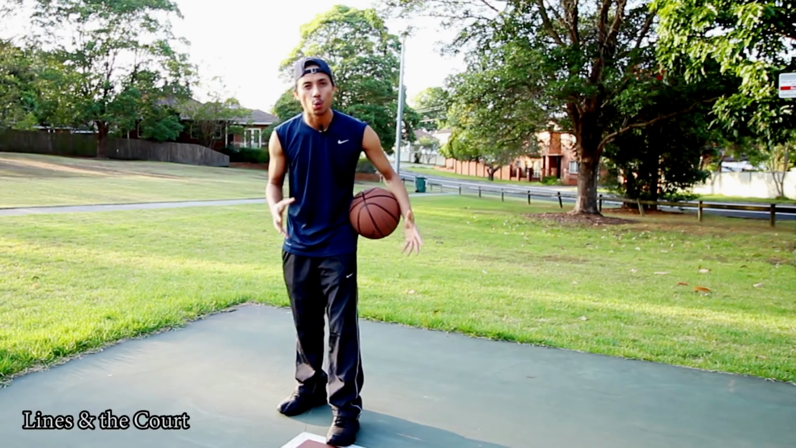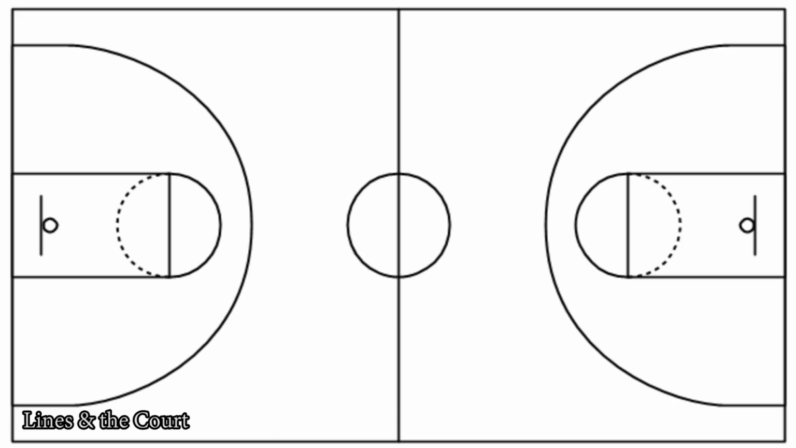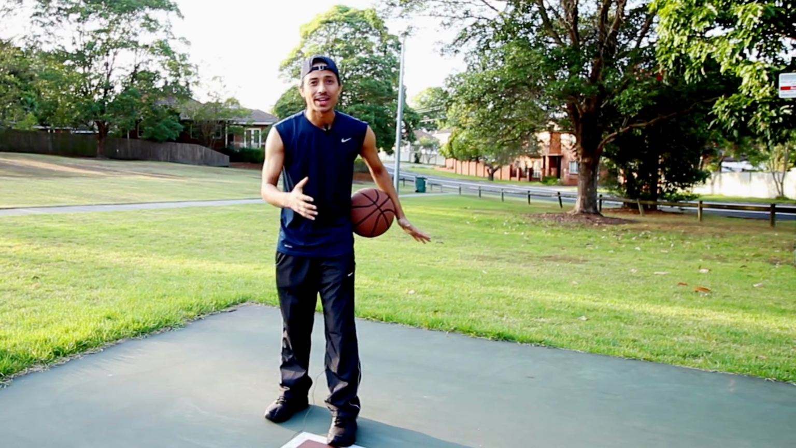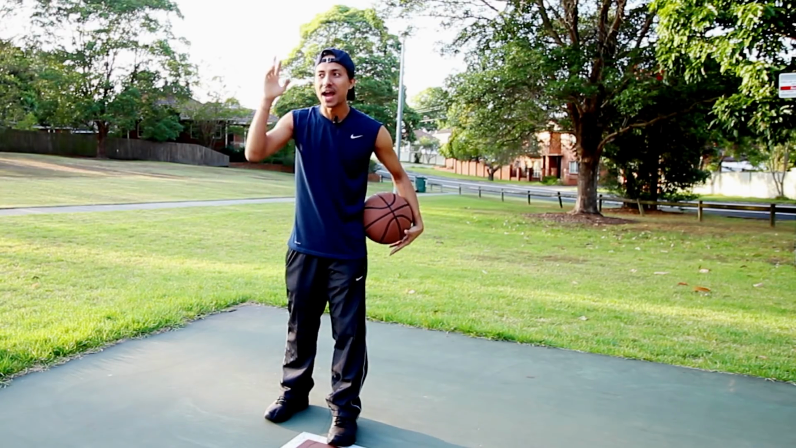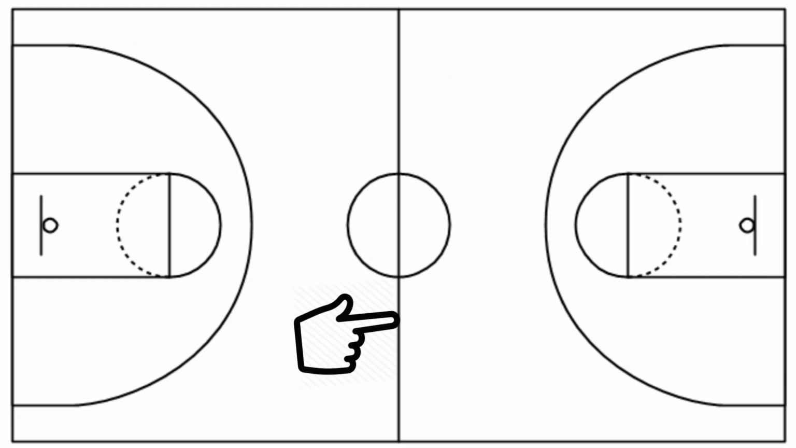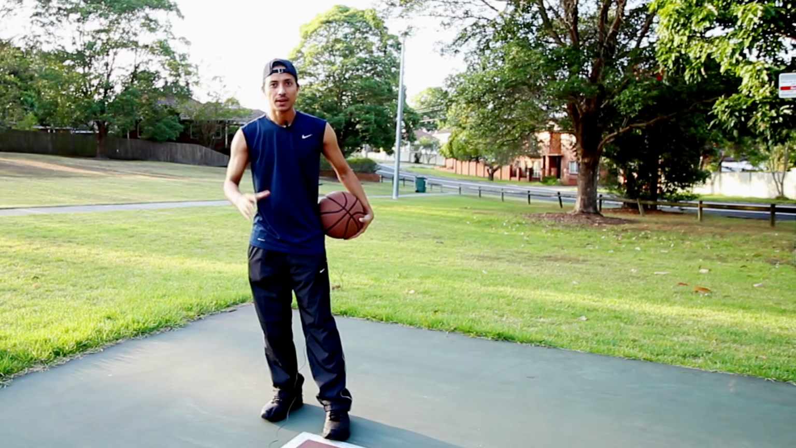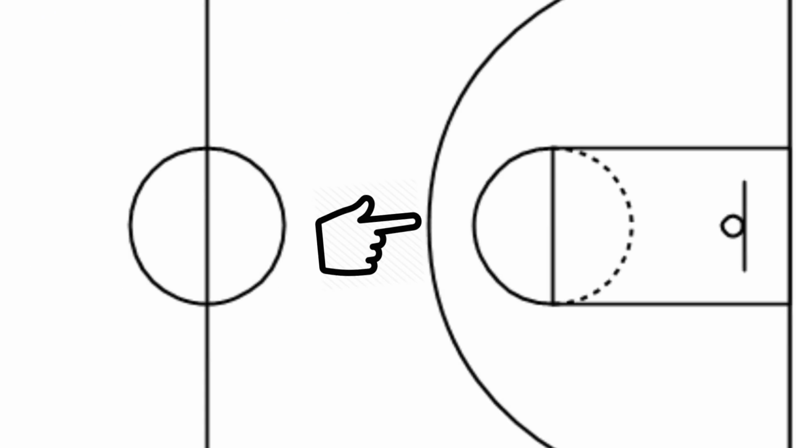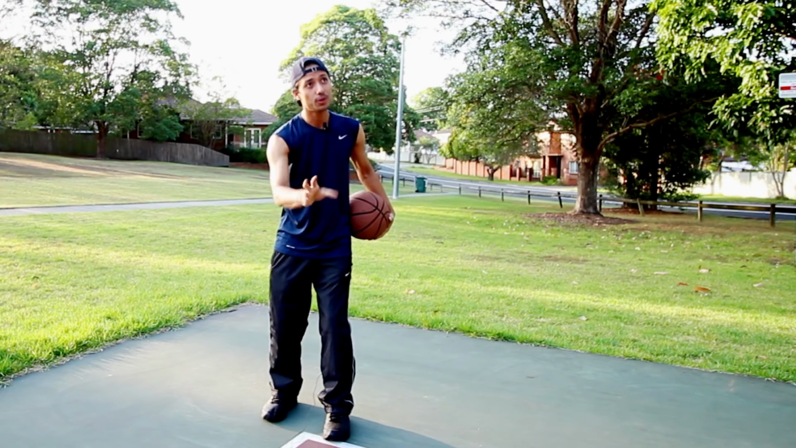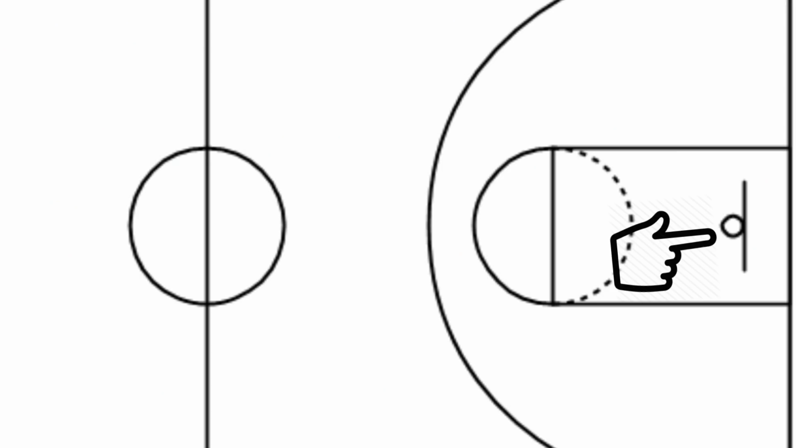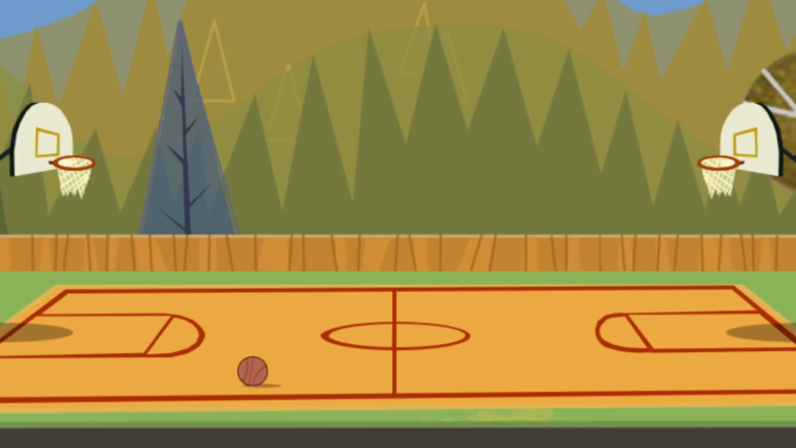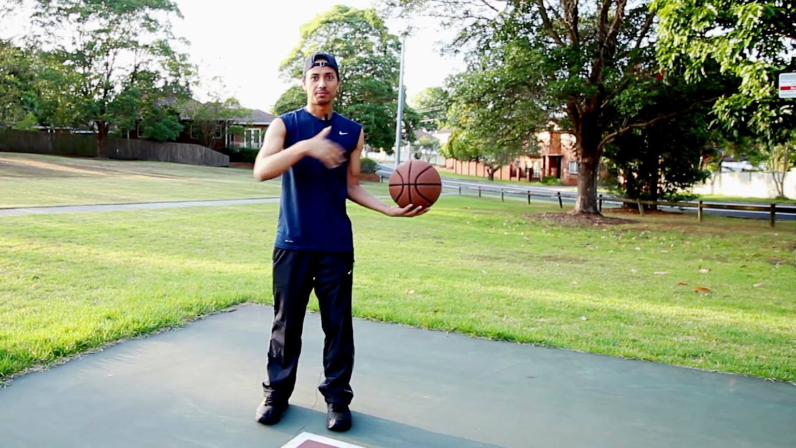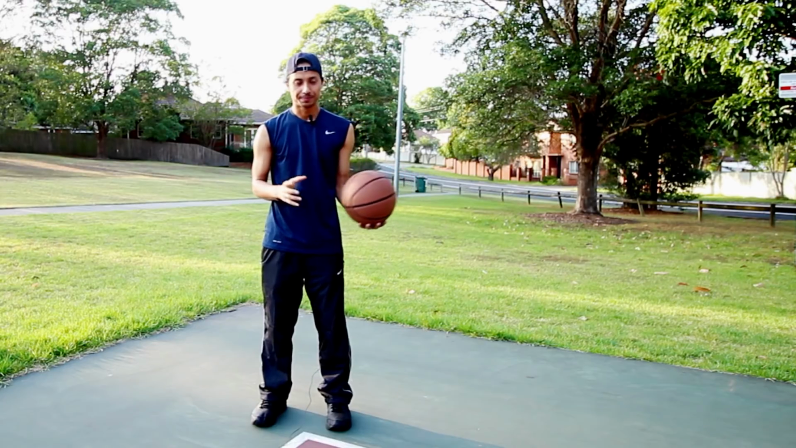Now let's talk about lines and the court. The rectangular floor where basketball is played is called the court. The court is divided into two halves by the midcourt line, also known as the half-court line. Each half has a three-point arc, a free throw lane, and also a basket with a board. Okay, so that's all about the court and the lines.